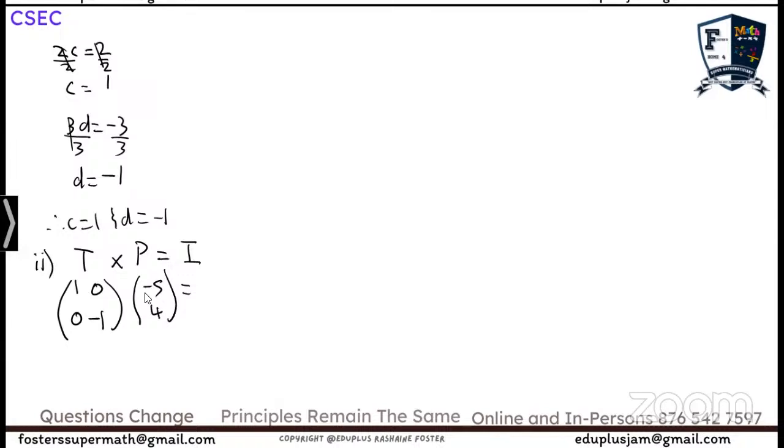What is my image? 1 times -5, that is -5 plus 0 times 4, 0. Then 0 times -5, 0, plus -1 times 4, -4. All right, when we add everything together, what do we get? -5 and -4, and then you write it in point form. Coordinate form. All right, perfect. That is our image right there.